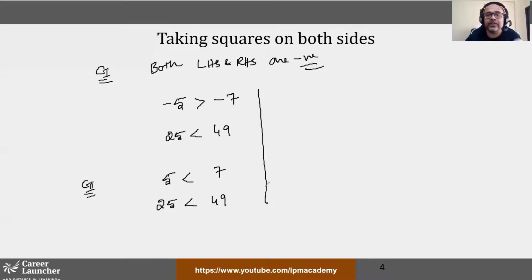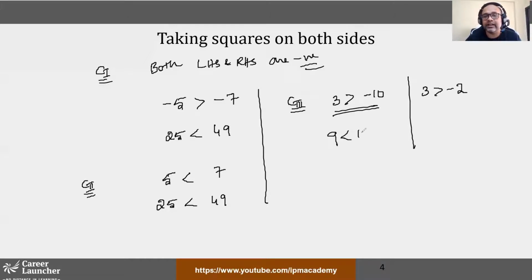The third case is when one is positive, the other is negative. And here the problem comes. Case 3. Now here, observe the problem. Any negative number is always less than a positive number. Look at two cases: 3 is greater than minus 10 and 3 is greater than minus 2. If you square the first, you get 9, but it has to be less than 100. If you square the second, you will get 9, but it is greater than 4.